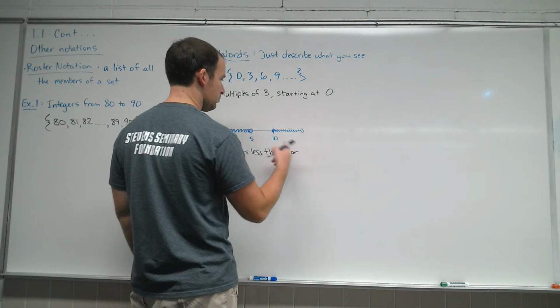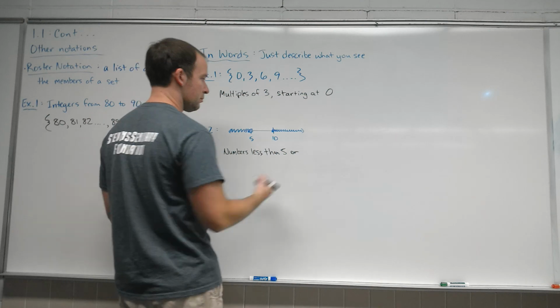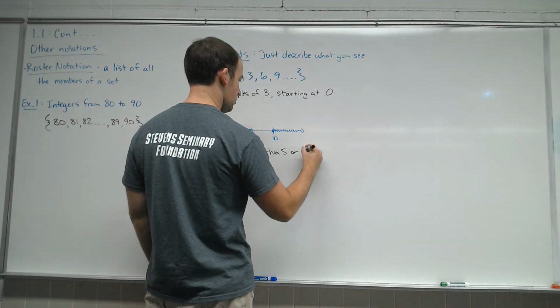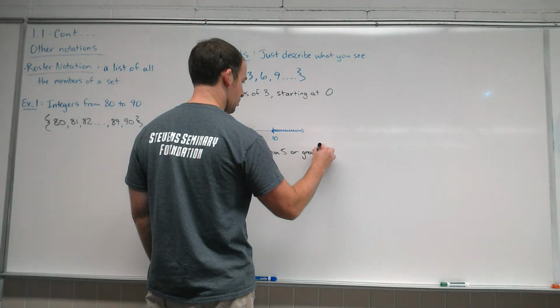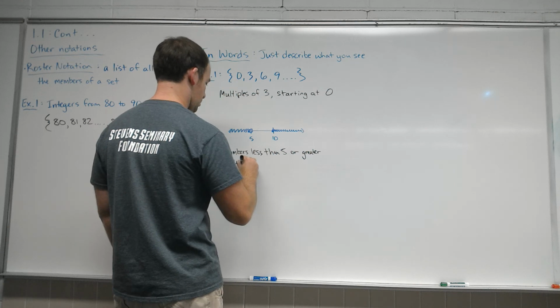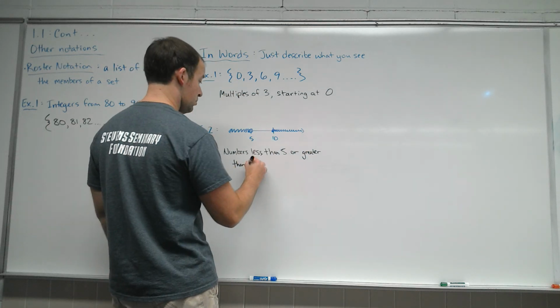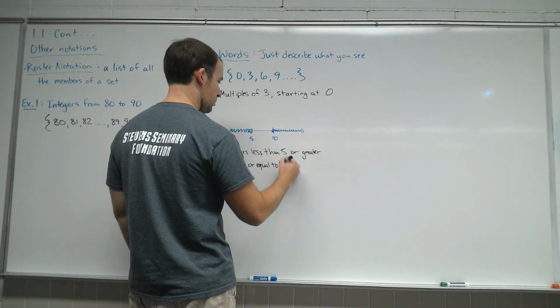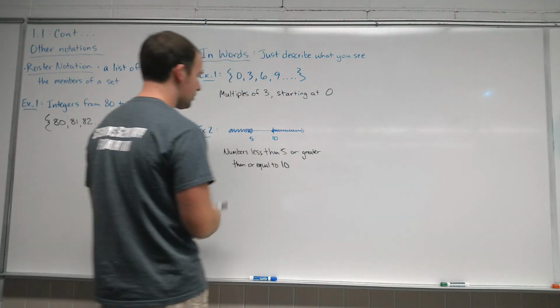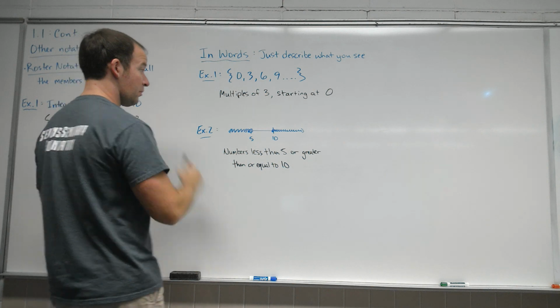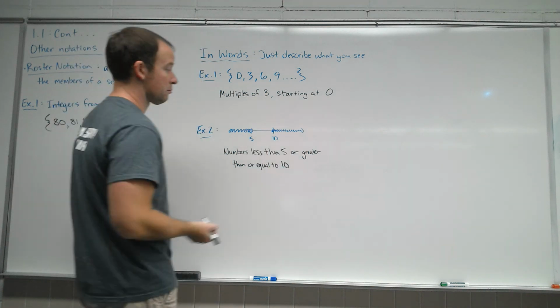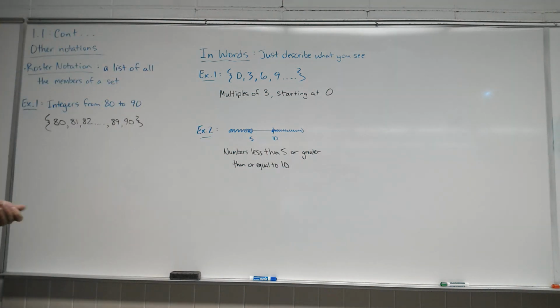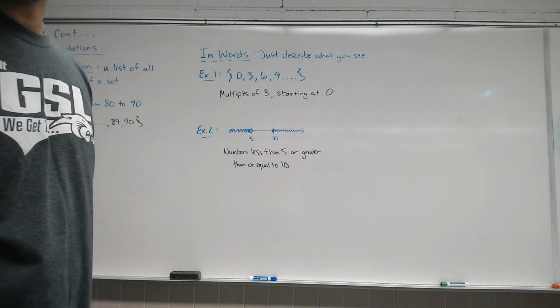Or numbers that are also greater than or equal to 10. These are all the numbers that are either less than 5 or greater than or equal to 10. So in words, just write it out. So 2 simple notations just to help you finish off the assignment.